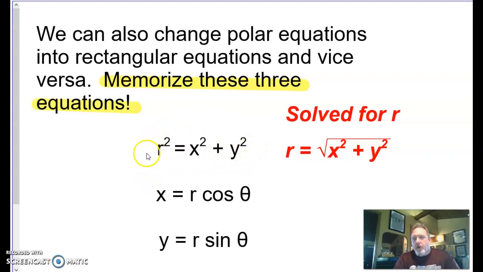The third one we want to remember is right here. R squared is x squared plus y squared. That's really the Pythagorean theorem. Instead of a and b, we used x and y. But you want to make sure that you memorize this third one as well. If we were to solve this for r, it'd be the square root of that, but typically we can write it that way. So these are the three things that we're going to use to go back and forth between polar and rectangular coordinates.